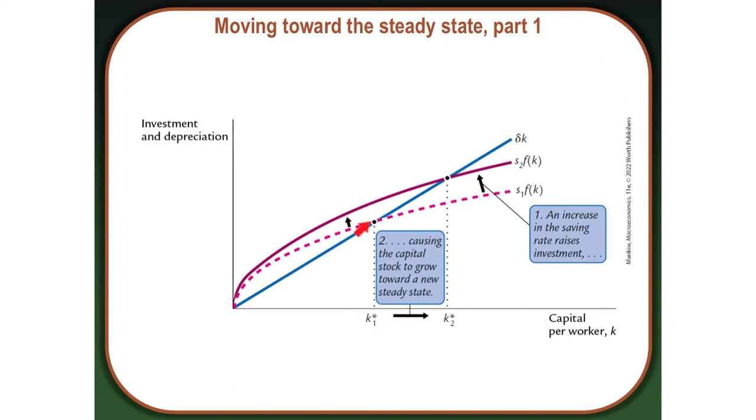So what happens when savings increases? Well, S2 is a bigger number now. So a bigger number times the production function, F of K, is going to mean that this line is shifted up. What we have done here is drawn a new line to represent the new investment function at the higher rate of savings. And so that means that we now have a new intersection of these two lines and a new equilibrium.